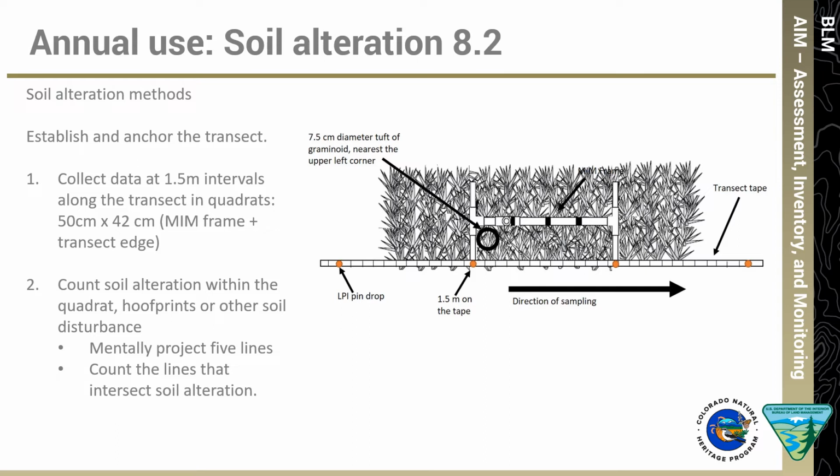Step 2 is to count soil alteration within the quadrat. Mentally project 5 lines, 2 end bars of the frame, and 3 intermediate lines spaced 12.5 centimeters apart, across the frame perpendicular to the transect and the center bar of the frame, as shown with the red lines in the diagram. Then count the lines that intersect soil alteration. Look at the entire quadrat, which includes both halves of the membrane.